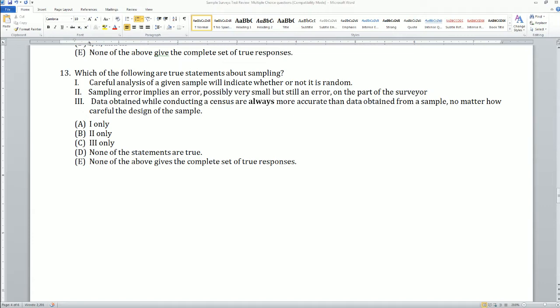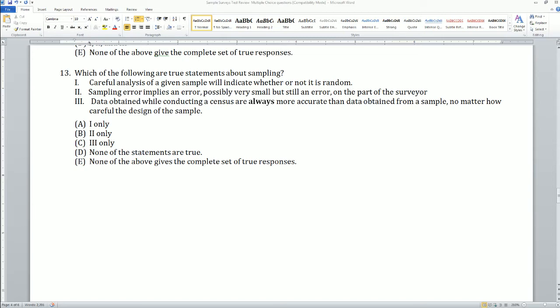So you only think 3 is correct. Why is 3 correct? Data obtained while conducting a census are always more accurate than data obtained from a sample. Because data from a census is from the population. Okay, good. Now, go back to the question and highlight, circle, or underline that word always.